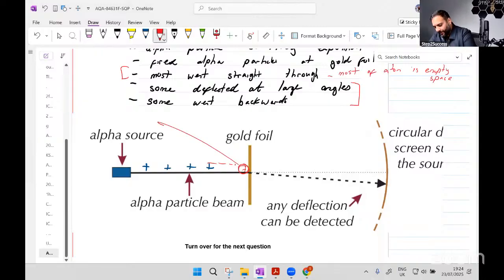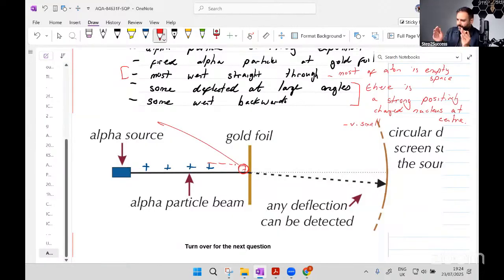So they concluded that there is a strong positively charged nucleus at the center, and that's why some of them moved so much. And also that the nucleus is very small because only a few of them did that. So it must have been very, very small. It's like all of the positive charge is concentrated right in the middle of the atom.